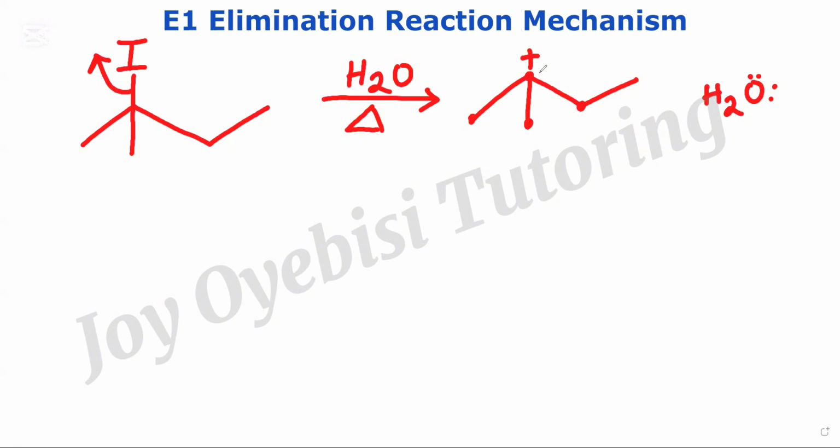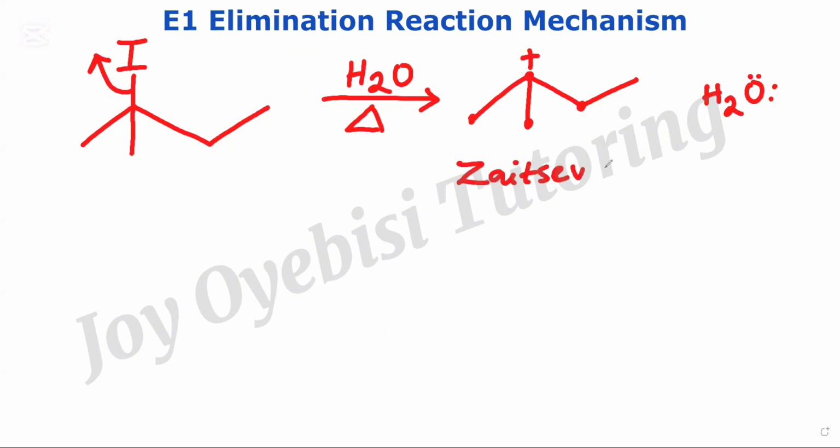The ones on the left-hand side, the two on the left side, are less substituted, whereas the one on the right is more substituted. So we're going to be taking hydrogen from the more substituted beta carbon because that is what will give us a more stable alkene. And this more stable alkene is what we call a Zaitsev product.